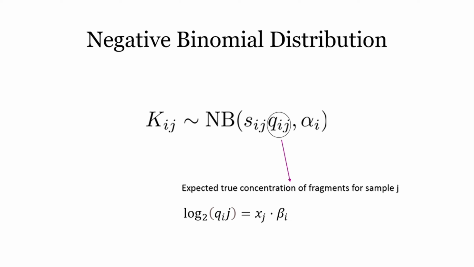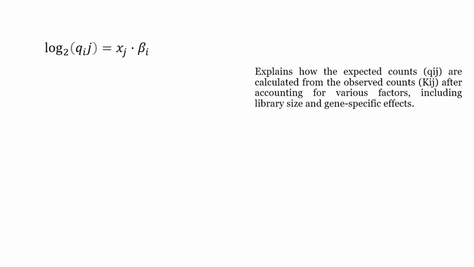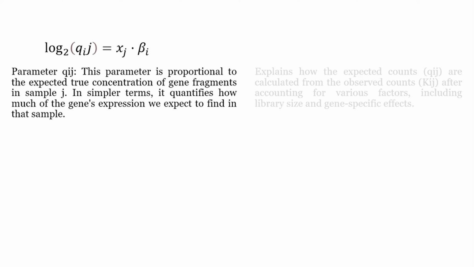Log2 qij equals xj times beta sub i. This explains how the expected counts qij are calculated from the observed counts Kij after accounting for various factors, including library size and gene-specific effects. Parameter qij is proportional to the expected true concentration of gene fragments in sample j. In simpler terms, it quantifies how much of the gene's expression we expect to find in that sample.